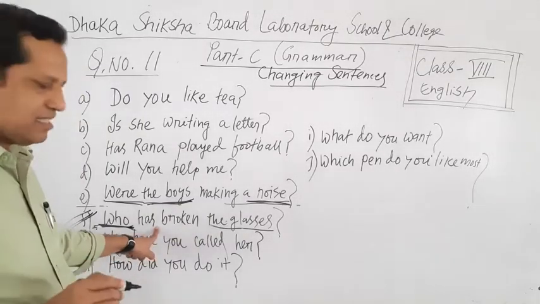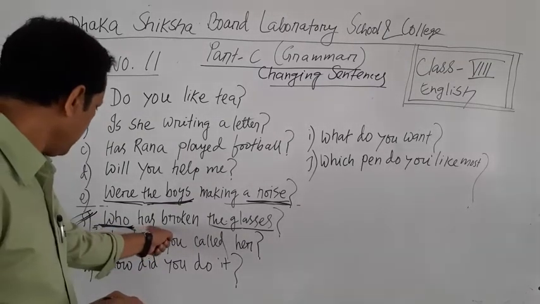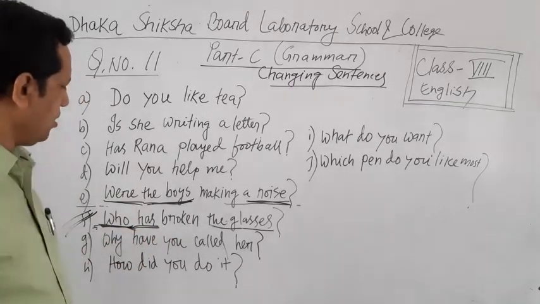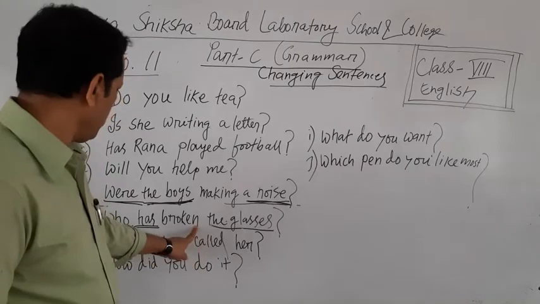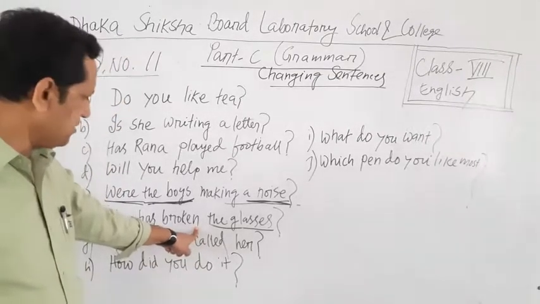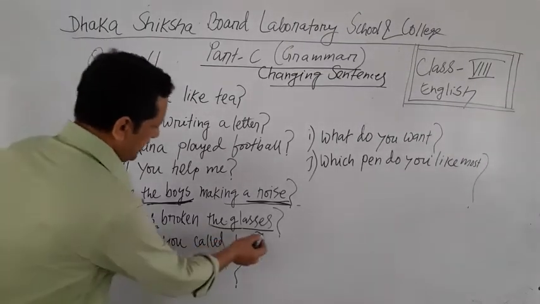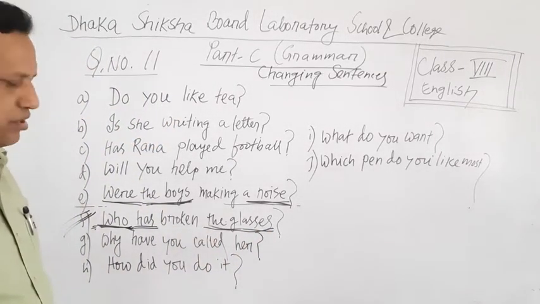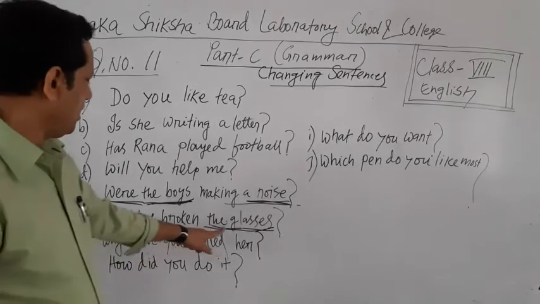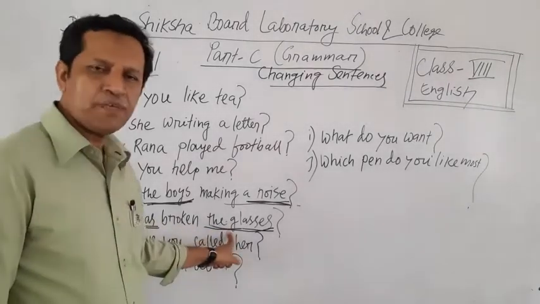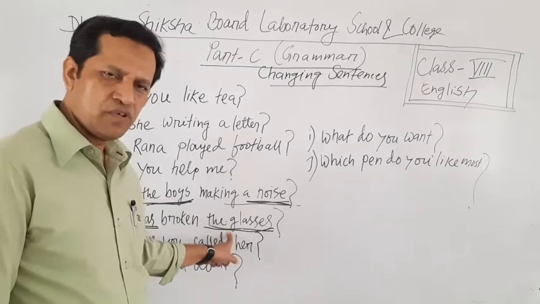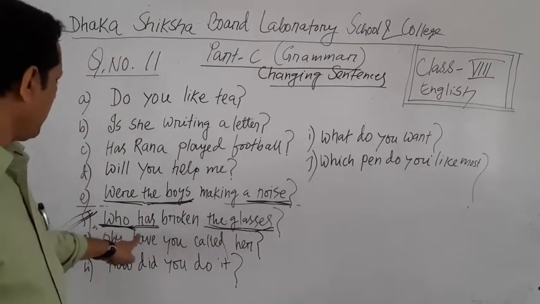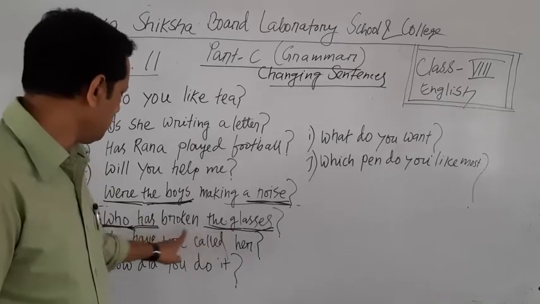You can ask that here the helping verb is "has," but why will we use "have"? Then I will answer that the object, the glasses, is plural. That's why after "the glasses" we have to use "have," not "has." That's why: by whom have the glasses been broken?